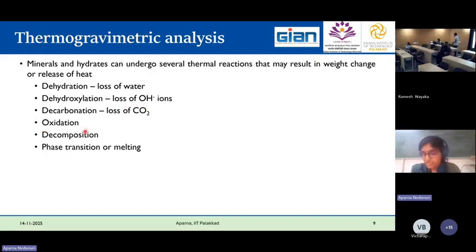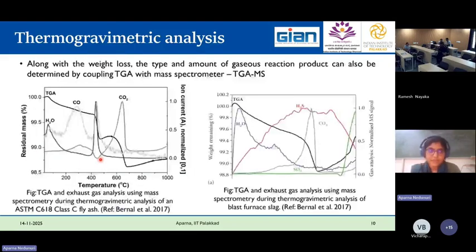There can also be oxidation of the system. Oxidation can induce an increase in mass rather than a reduction in mass. We can also have decomposition. Decomposition in general over here refers to loss of water itself. Any product where loss of water is happening, we can say that decomposition is happening. We can also have phase transition or melting. This is mostly for crystalline materials, which may undergo these physical changes upon heating or at different temperatures.